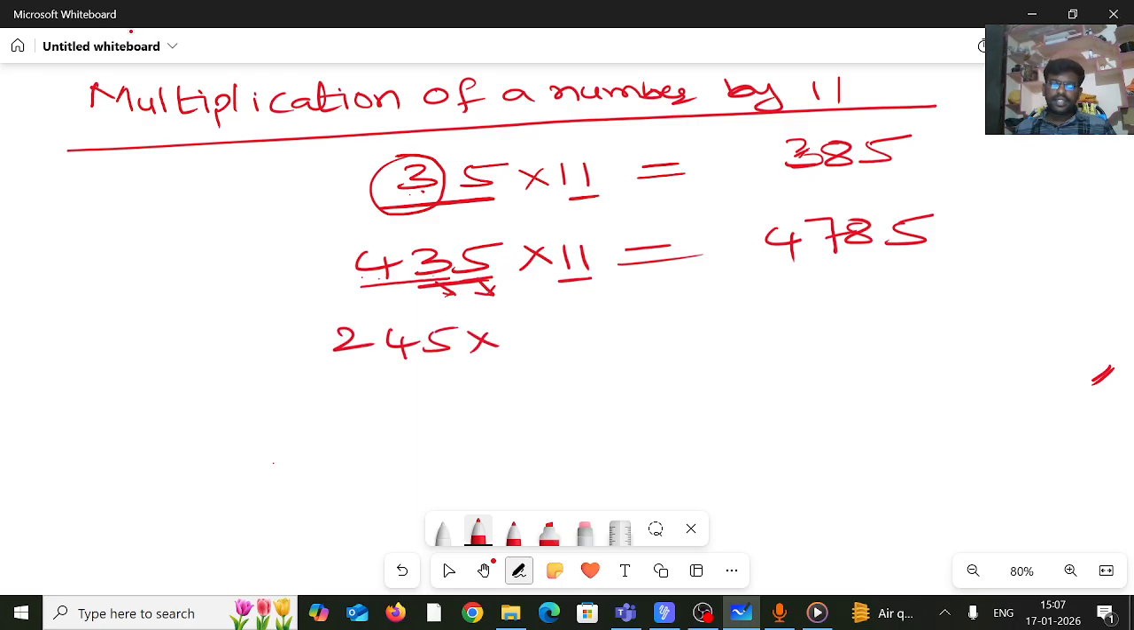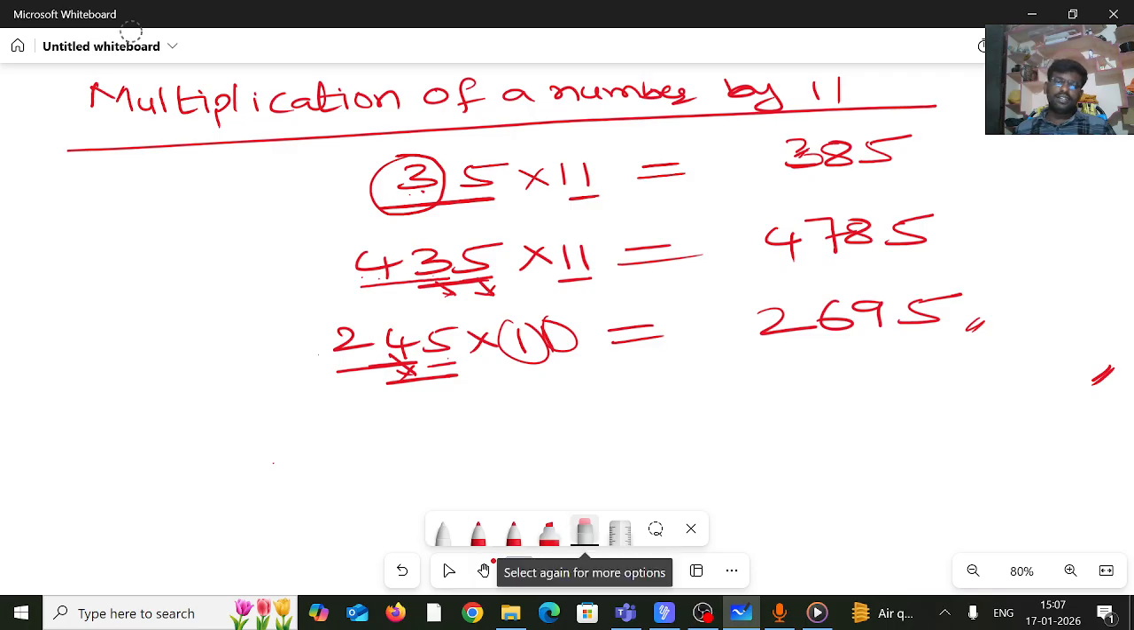245 multiplied by 11, right? Same procedure. 5, we'll write 5 here. After completion of 5, we'll go 5 plus 4, 9, and we have completed two digits, right? Why? Because we have only two ones, and then we have completed 4 and 5, and we will move to the 2 and 4. 2 and 4 will become 6. We have completed two digits. We will leave 4. We'll write 2 directly here, right? Okay, this is the procedure of multiplication of a number by 11, right?